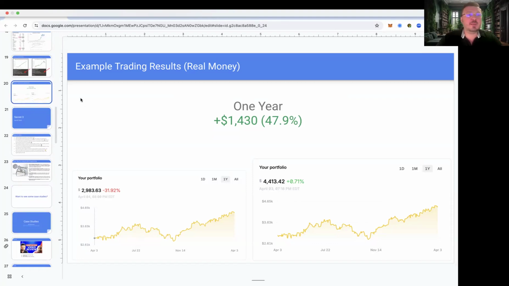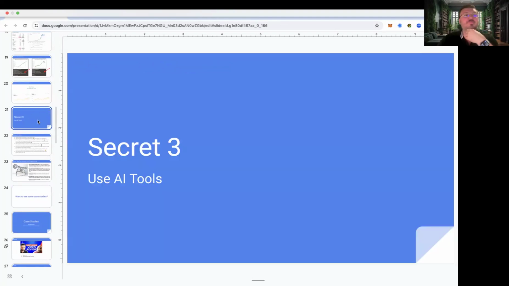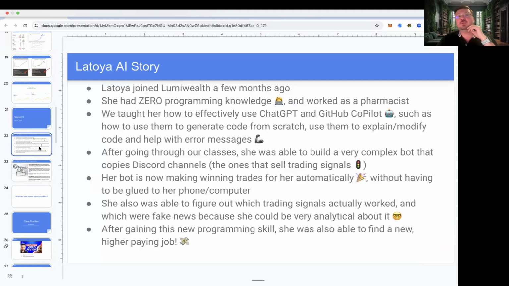Okay, cool. So that's secret number 2. So secret number 3 about algo trading and investing in general is use AI tools, right? Let me tell you a quick story about AI tools here. There's someone who joined us a little while ago named Latoya. And when she joined, she basically had zero programming knowledge. She didn't know how to code. She was working as a pharmacist, right?